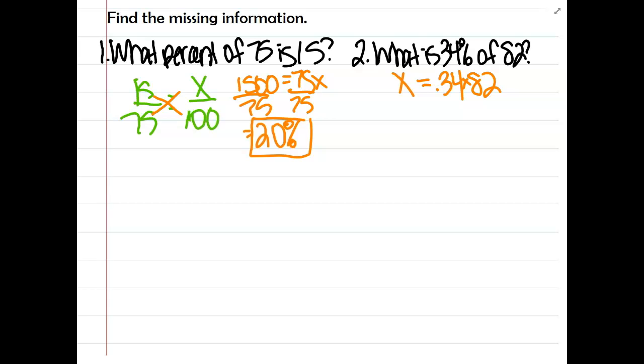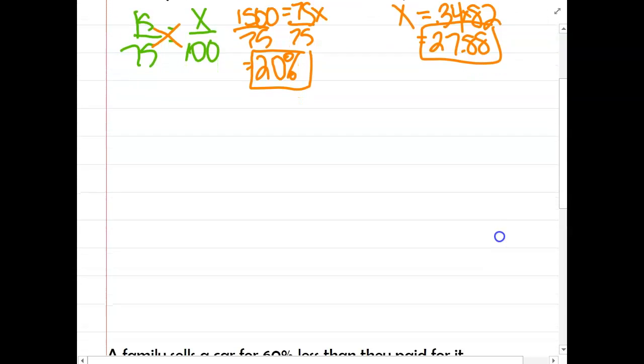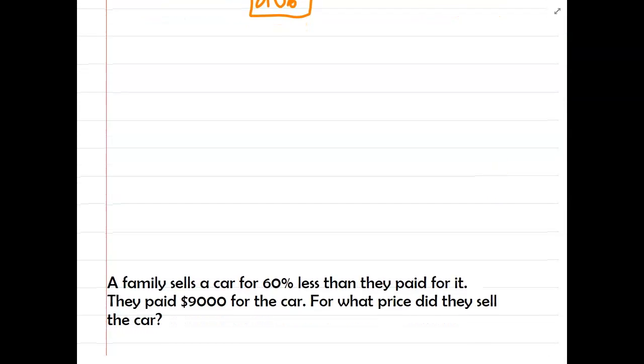Now these are ones that I really like using the equation because all you have to do is take 0.34 times 82 and you get 27.88. That one just kind of spits out the answer for you. I think the equation's probably a little quicker, but the proportion maybe is a little easier, maybe. Okay, 2 more of these. We'll go back to the proportion for this one.